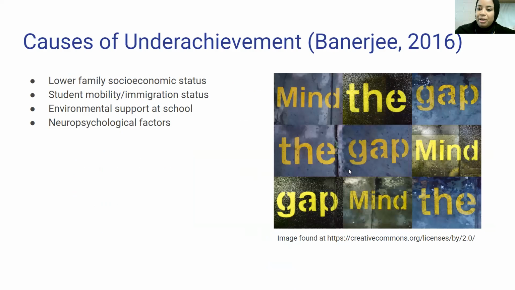So I'm going to discuss my research review. The causes of underachievement stated by Banerjee in 2016 are lower family socioeconomic status, student mobility and immigration status, environmental support in school, and also neuropsychological factors. So Banerjee stated in 2016 that educational disadvantage starts in the womb. The factors that contribute to performance deprivation are all of these factors that I just discussed. These factors lead to two common features: lack of positive attitude towards school and learning, and less supportive environments.